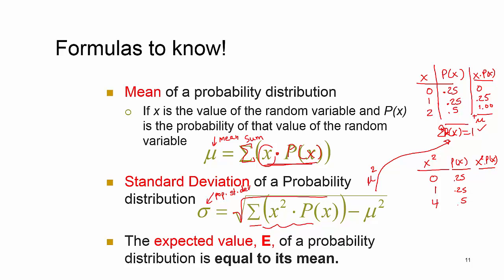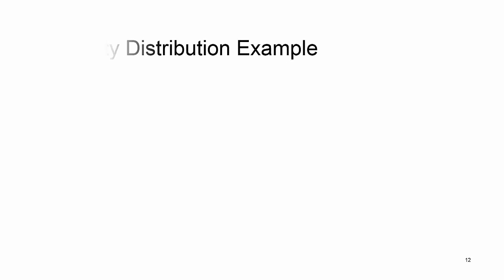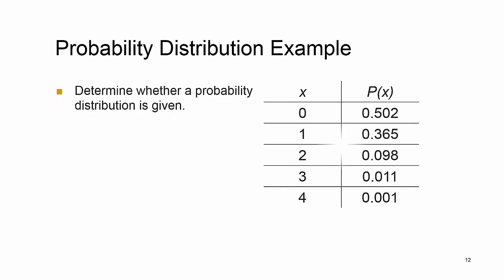The expected value, E, of a probability distribution is equal to the mean. So here's an example of a probability distribution, and we first want to determine if it meets the requirements of a probability distribution. x represents the values, and over here p of x is the probability of that x occurring. These are the different probabilities associated with those values.